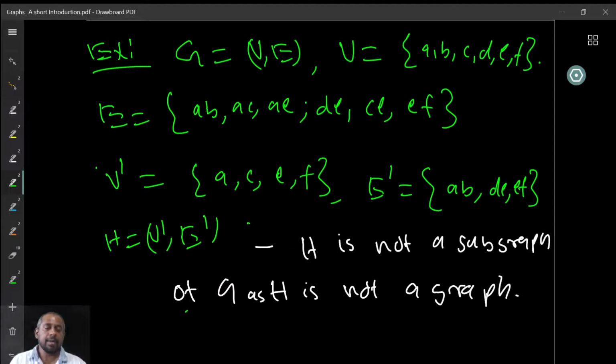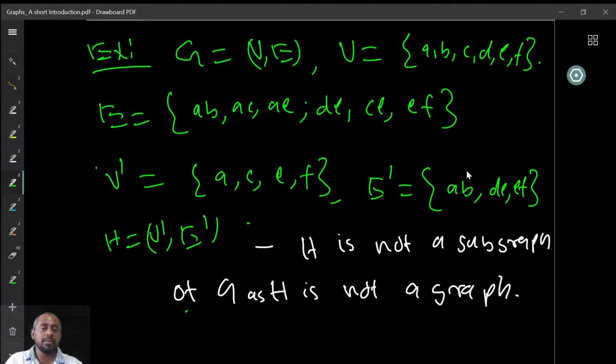graph, look at the other vertex set V' = {A, C, E, F} and E' = {AB, DE, and EF}, right? So V' is a subset of V = {A, B, C, D, E, F}, and E' is a subset of E, right? All these edges are present here also.